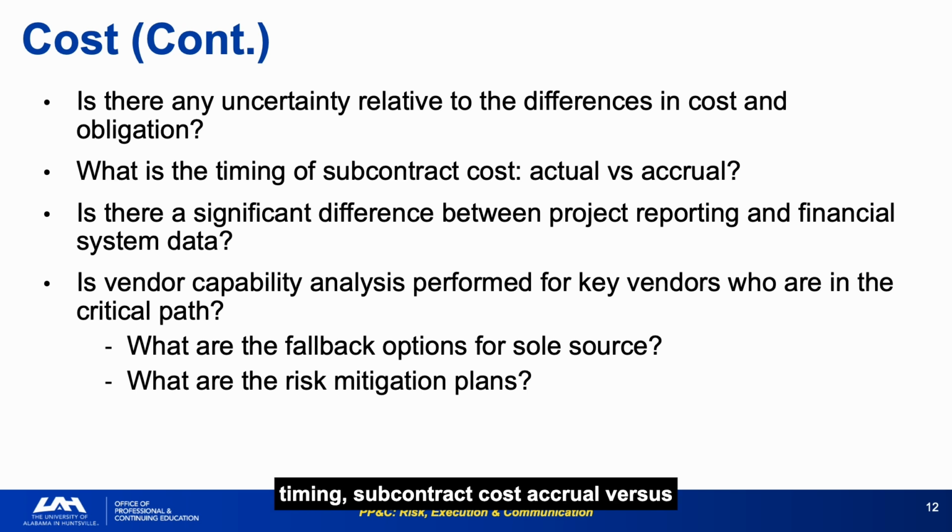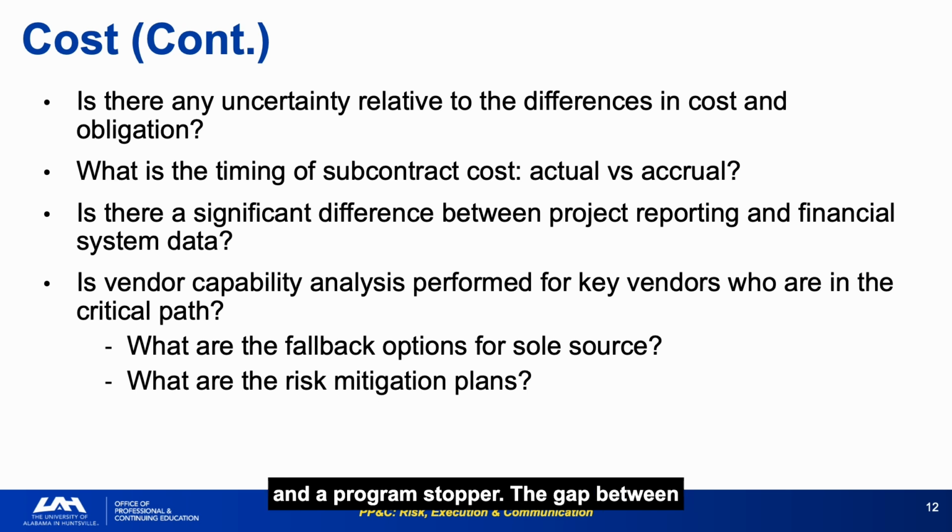Uncertainty around cost obligation timing, subcontract cost accrual versus actual, discrepancies between project reporting and financial system data, and vendor capability analysis for sole source critical path suppliers are the 4 cost questions most frequently deferred and least frequently asked. Vendor capability analysis for sole source suppliers is particularly important. If the single source for a critical component fails to perform, there is no fallback, and understanding that risk before it materializes is the difference between a manageable problem and a program stopper.